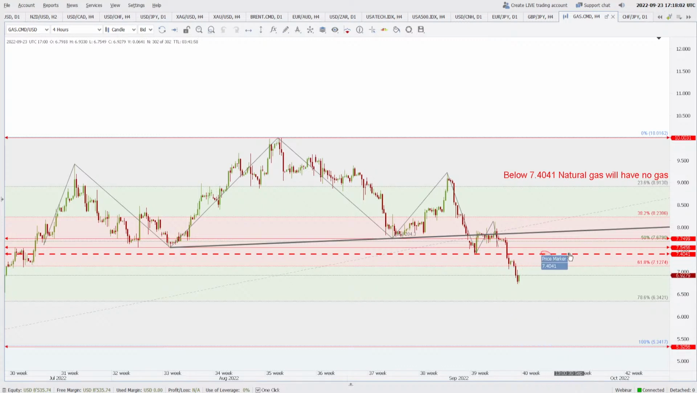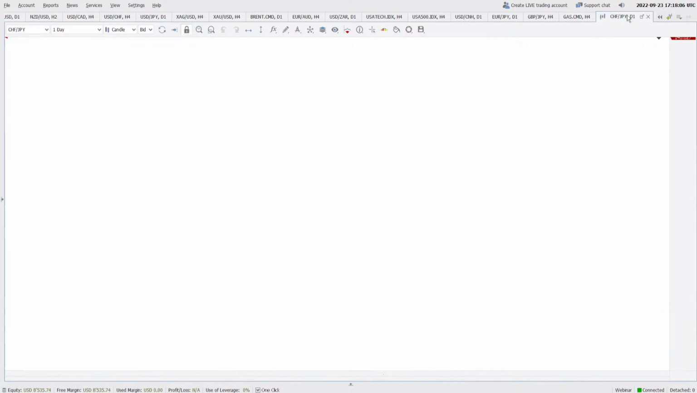On the high side, we now have very strong resistance at 7.4041 in the gas.